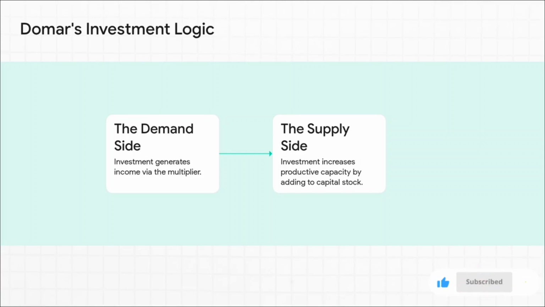First, he said, when you invest, that spending boosts total demand in the economy. That's the good old Keynesian multiplier effect. That's the demand side. But second, that exact same investment adds to the country's capital stock, more machines, more factories, which increases our potential to produce things. That's the supply side.